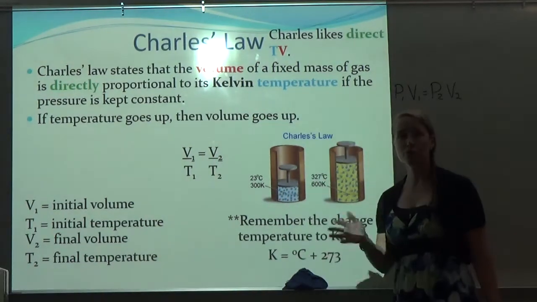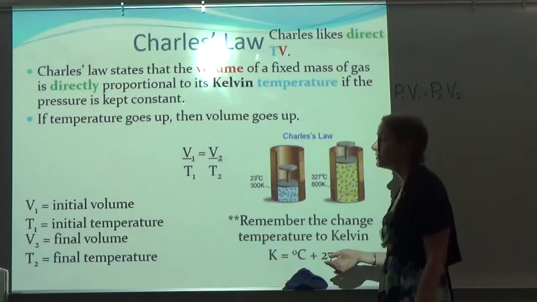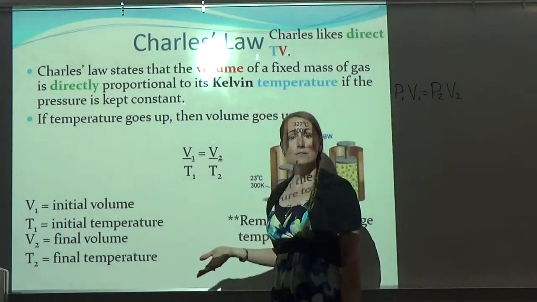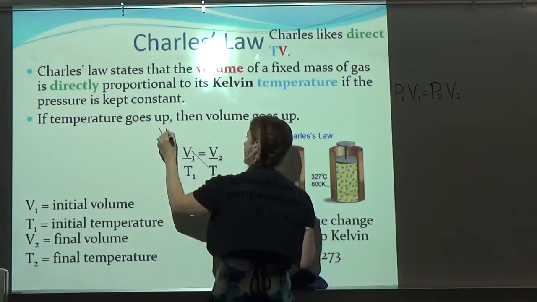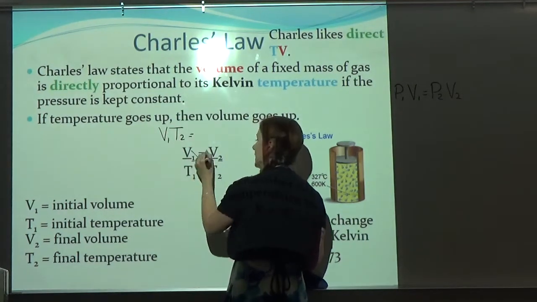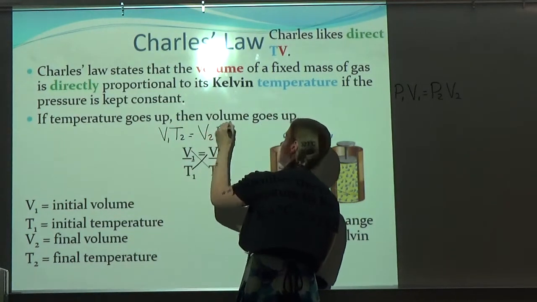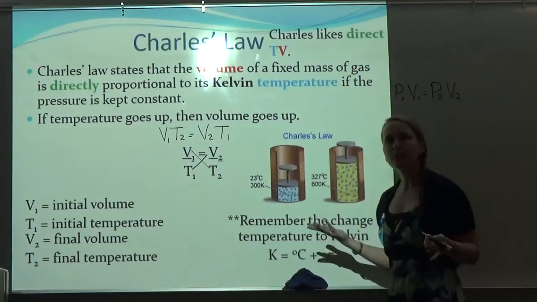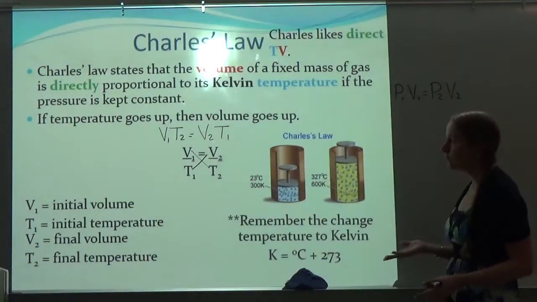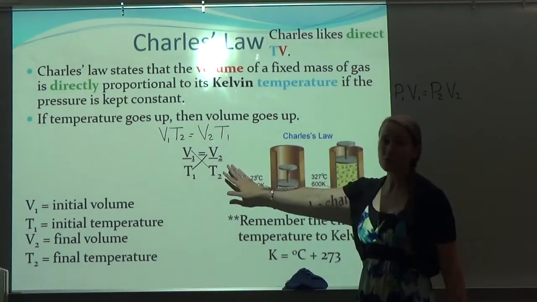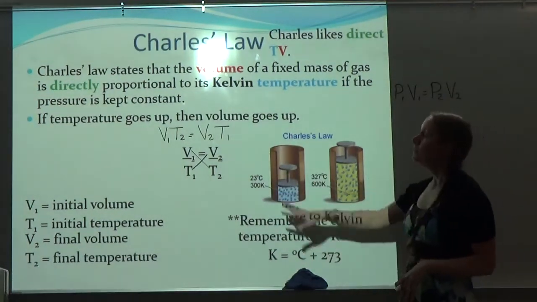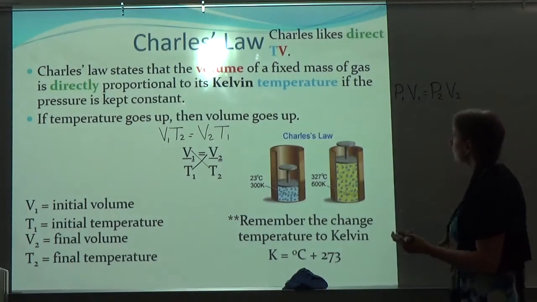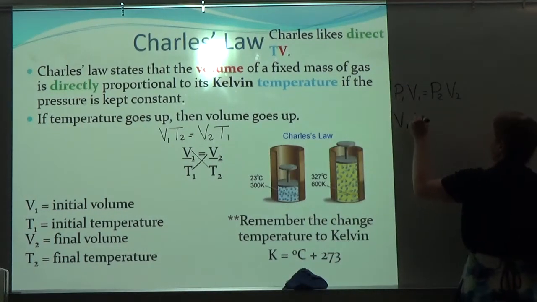However, some of you struggle with solving for variables if they're in the denominator. So if you're one of those people, you can just cross multiply. So V1 times T2 equals V2 times T1. Since most of y'all favor that form, although I personally like the original form better, because then the ones are on the same side and the twos are on the same side. But most of you prefer the cross multiplied version, so that's what I'll use in class.